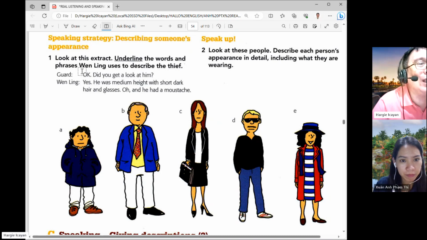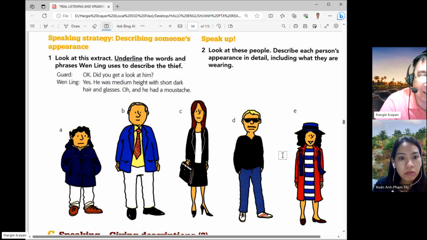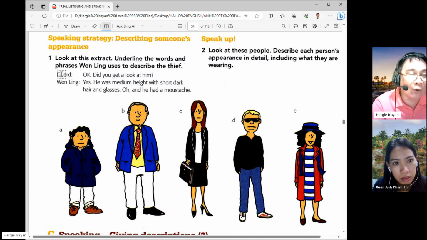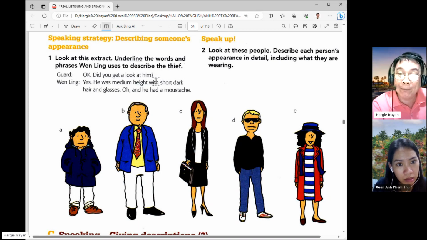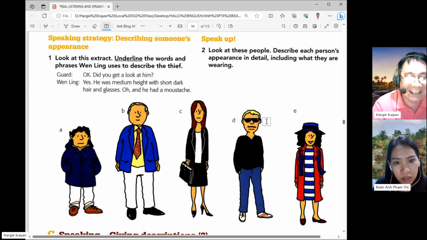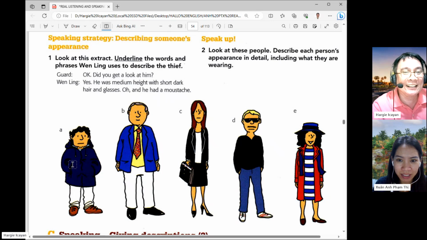Yeah, so that's it. Okay, now look at this extract. Underline the words and phrases Wen Ling uses to describe the thief. When we are talking about the thief, that means the one who stole something, okay? So the guard asks, did you get a look at him? And then Wen Ling says, yes. He has medium height with short dark hair and glasses on, and he has a mustache. Yes, okay. So now look at the following persons in here. Where do you think is this person? According to the man, the man in picture D.